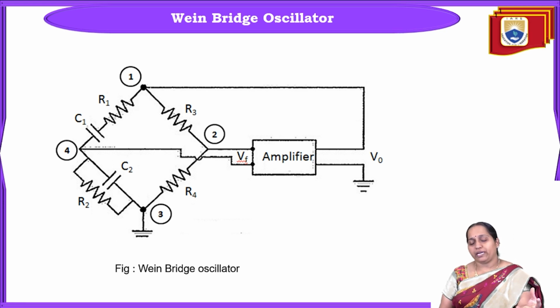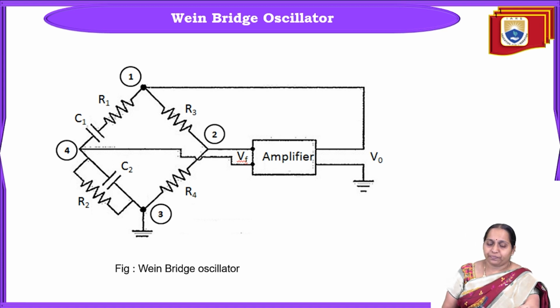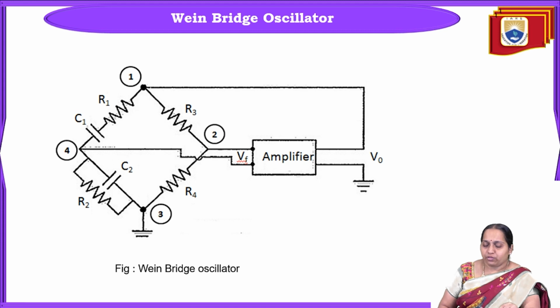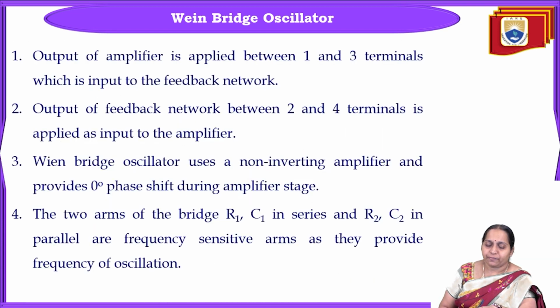I'm just replacing that entire amplifier circuit with a single block amplifier. Then see, the output of the amplifier is applied between 1 and 3 terminals, which is the input to the feedback network. So output is applied across 1 and 3 terminals. This is called the feedback signal. Then the output of the feedback network between 2 and 4 terminals is applied as input to the amplifier.